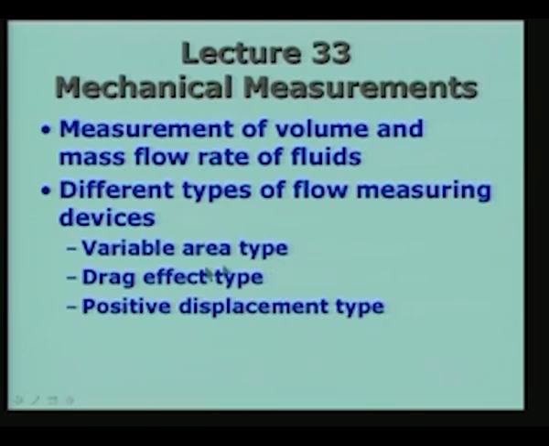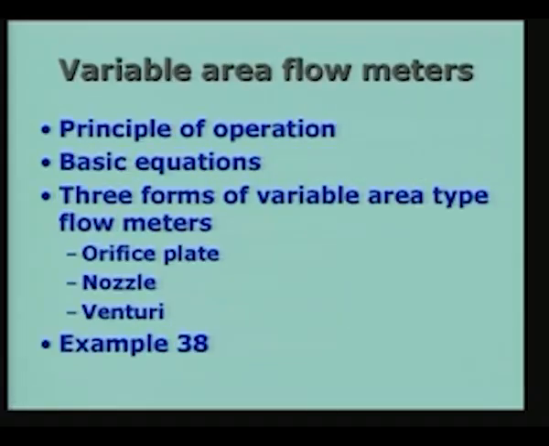So, the present lecture will more or less confine itself to the discussion of variable area type flow measuring devices, and in the next slide I have shown what we are going to do in the present lecture. So, we look at the principle of operation of variable area flow meters. Basically what we do in the variable area flow meter is to deliberately create a change in the area of the duct through which the fluid is flowing, mostly circular pipes.